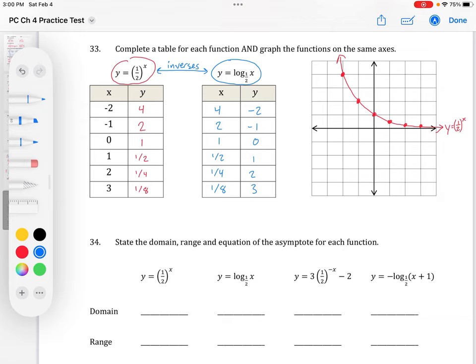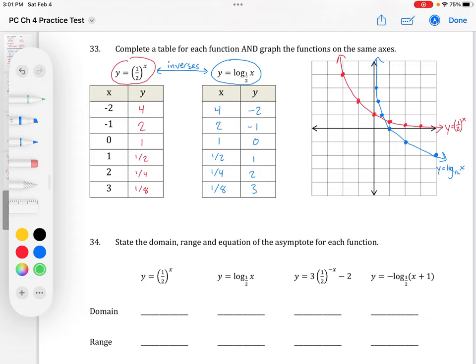So if we graph these, the first point, you're going to go over 4, down 2. Then you're going to go over 2, down 1, over 1, up 0, over 1/2, up 1, over 1/4, up 2, and then over 1/8, up 3. So then this, right here, this blue graph, that is the graph of y equals log base 1/2 of x.